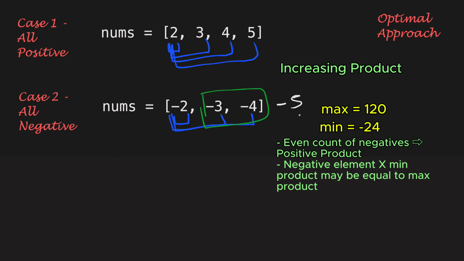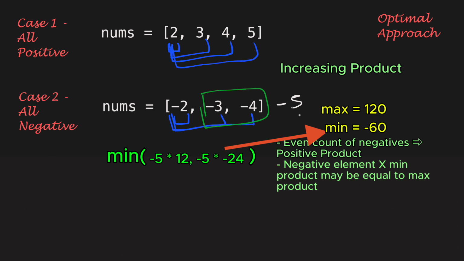We can simply multiply -5 with both maximum product of 12 and minimum product of -24, resulting in values -60 and 120 respectively. And the new maximum product will be the maximum of the two products, which is -60 and 120, which will result in maximum product of 120. Similarly, we can calculate the minimum product by taking the minimum of these two products, which is the minimum of -60 and 120, which will be -60.